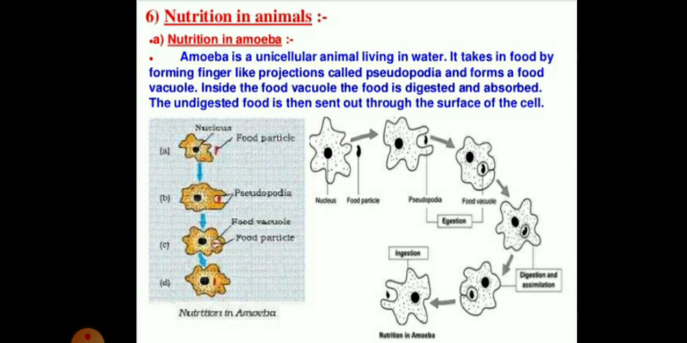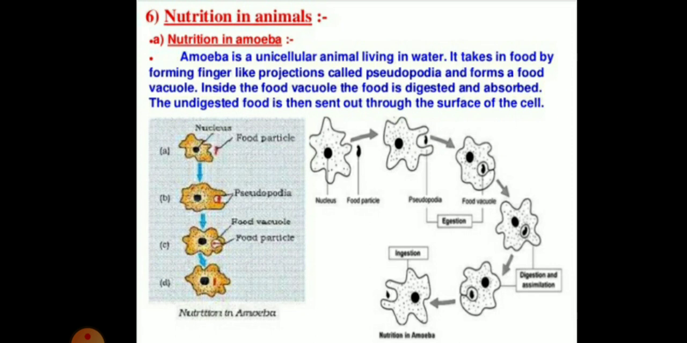So children, yesterday we discussed plant nutrition, which is the autotrophic type of nutrition. Children, today we are going to start a new topic, that is how organisms obtain their nutrition, that we can say the nutrition in animals.